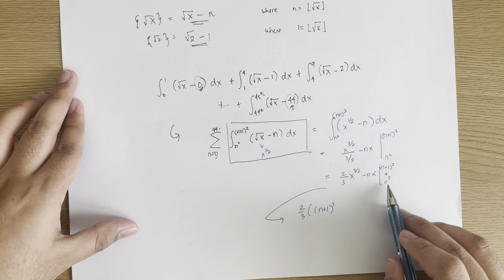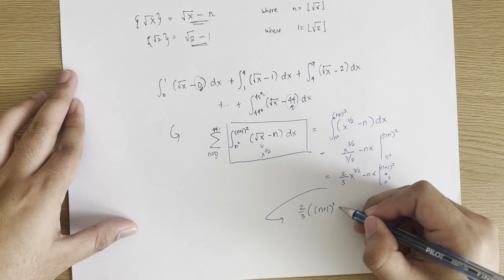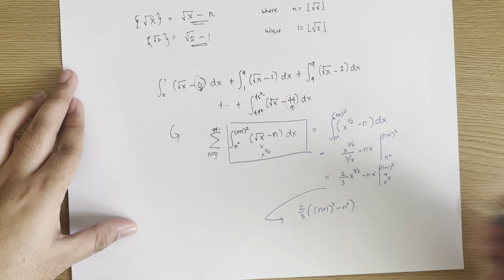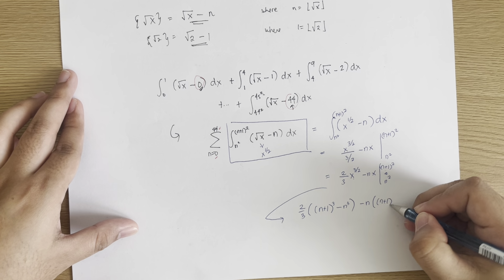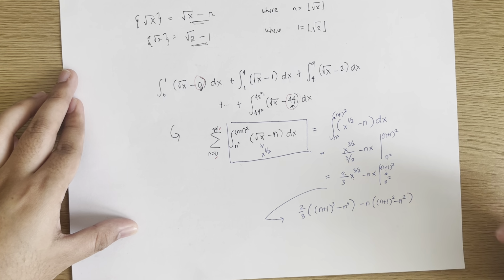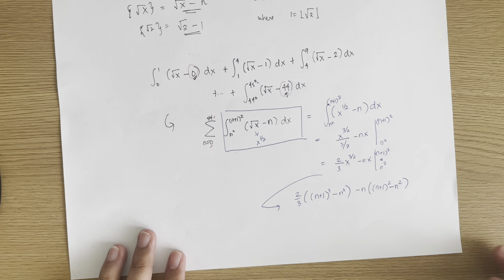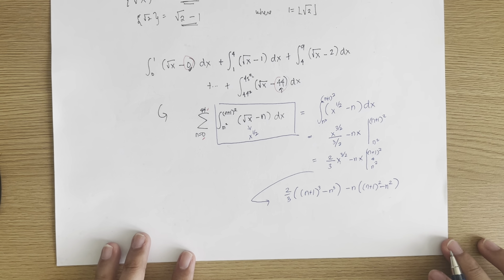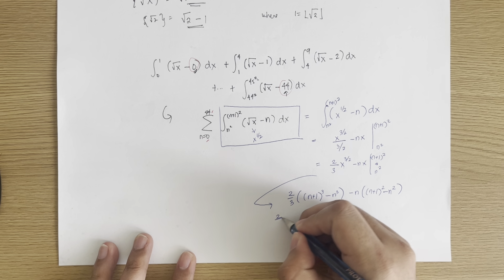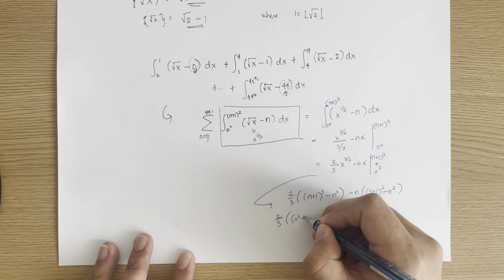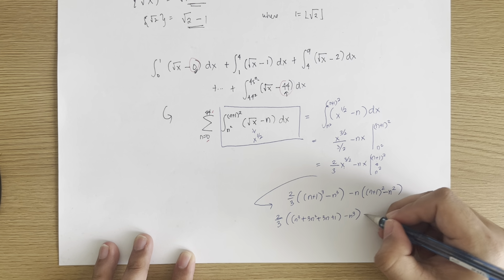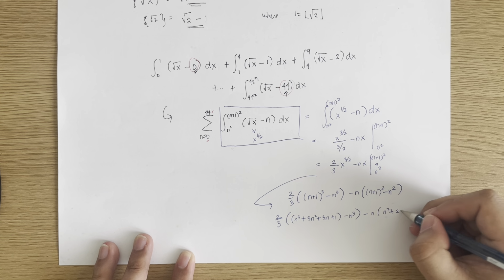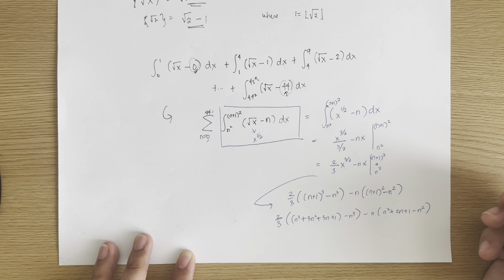Right? Similarly, n squared to the 3/2 will be n cubed. Okay? Minus n times x is n plus 1 squared minus n squared. Okay, we just now use binomial expansions here. This will be 2/3 of n cubed plus 3n squared plus 3n plus 1 minus n cubed minus n times n squared plus 2n plus 1 minus n squared.